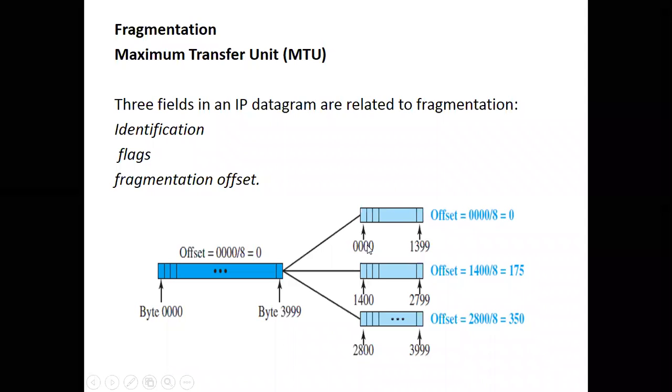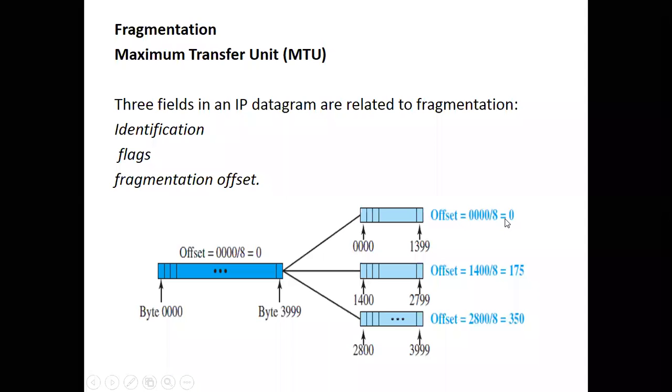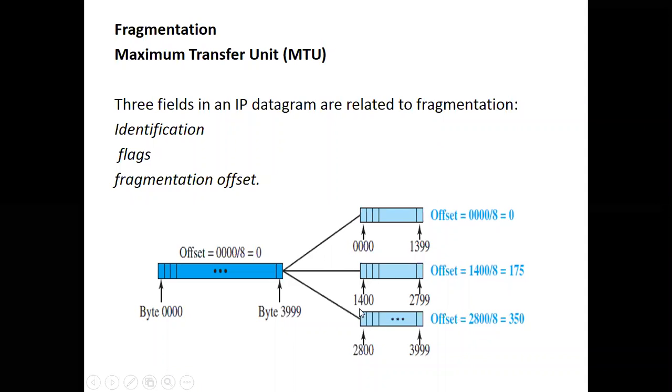Please understand it. With an 8-bit pattern, 2 raised to 8 is what you have, but that value is not supported in the fragmentation offset because you need to fit a 13-bit value. So reduce the size of the offset value by dividing it by 8, and you will get 0. Again, 1400 divided by 8 gives 175 as the offset. Instead of storing 1400, you can store 175.